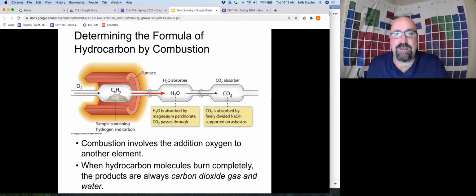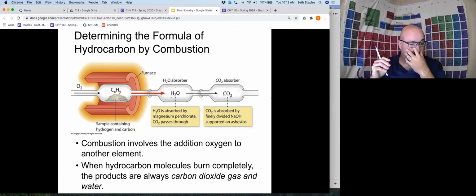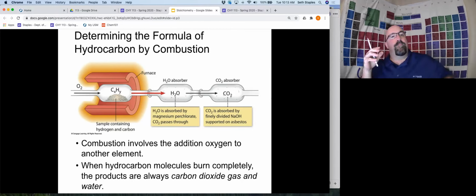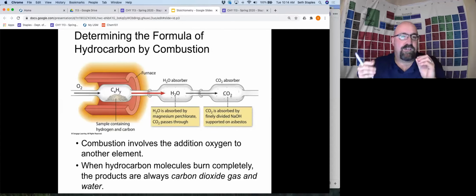Another method is determining the formula of a hydrocarbon by combustion. And so remember several weeks ago when we looked at how we can find empirical formula by looking at our percent composition of substances. And some of you might have wondered at that point, and I think I might have even addressed it, well, what's the point? Why does it help us out to find the empirical formula if that's not the real molecular formula of a compound? This is why it's helpful right here.